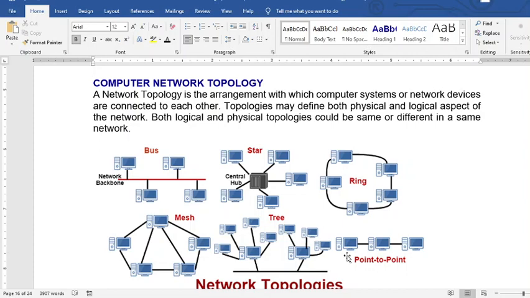We have bus, star, ring, mesh, tree, point-to-point. Point-to-point is an absolute 1. But still, if you were asked what is point-to-point, we're going to discuss this a little bit. Both logical and physical topologies could be the same or different in the same network. Meaning, these different topologies can be utilized in a company having two different topologies. It is allowed, but you should know how to manage the difference.